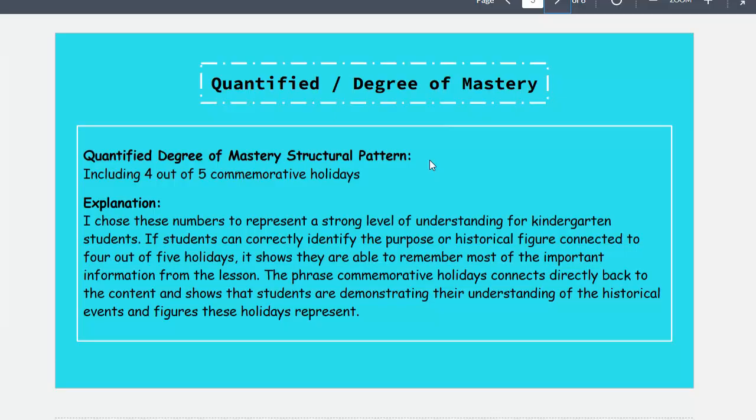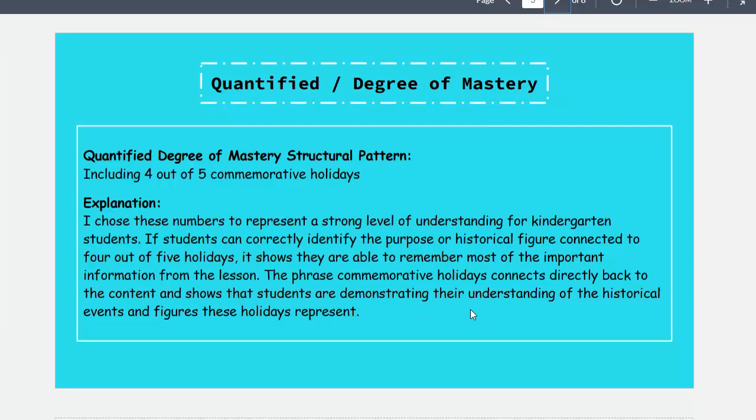Degree of mastery. Including 4 out of 5 commemorative holidays. So chosen numbers represent a strong level of understanding for kindergarten students, if students can correctly identify the purpose of their historical figure connected to the 4 out of 5 holidays. Yeah, wow, she did a great job with this. I'm really struggling finding any sort of constructive criticism at all.